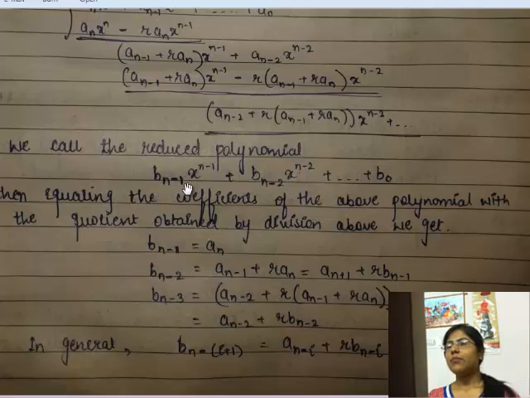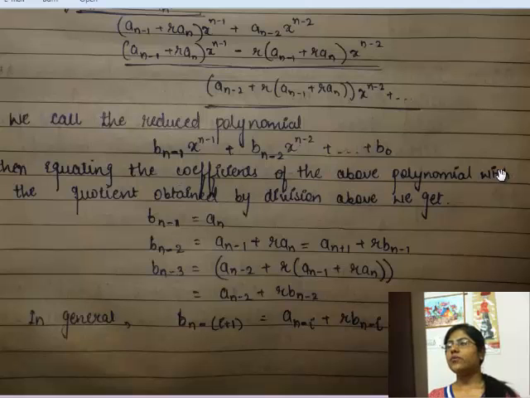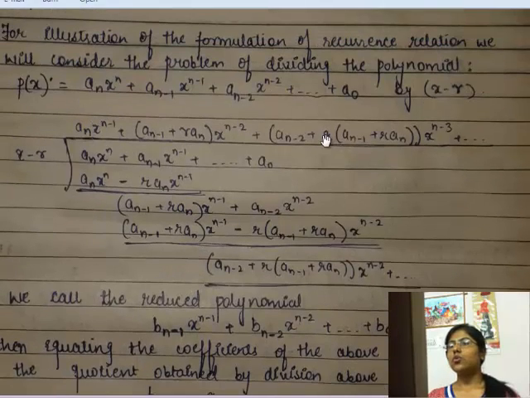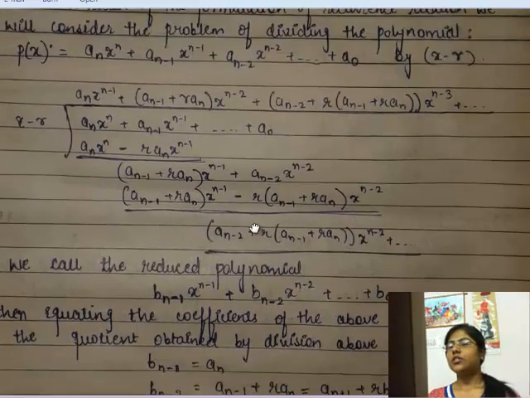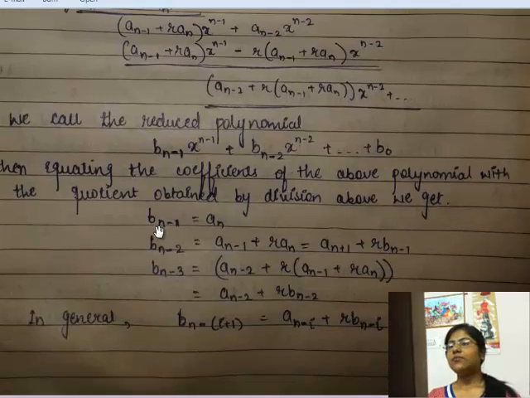b(n-1) x to the power n minus 1 plus b(n-2) x to the power n minus 2 plus up to b0. Then, equating the coefficients of the above polynomial with the quotient obtained by division above, we get: b(n-1) equals a(n), b(n-2) equals a(n-1) plus r a(n), and b(n-3) equals a(n-2) plus r b(n-2).